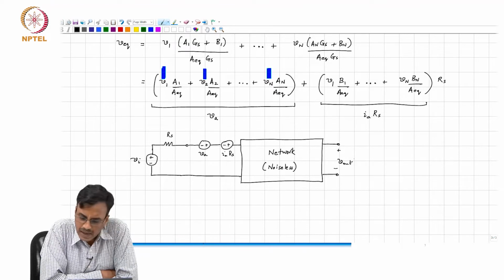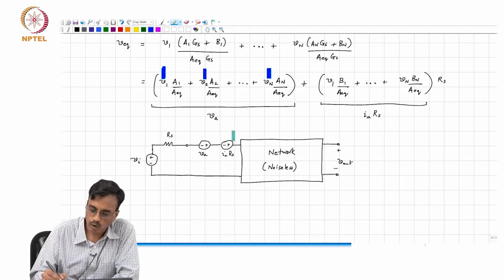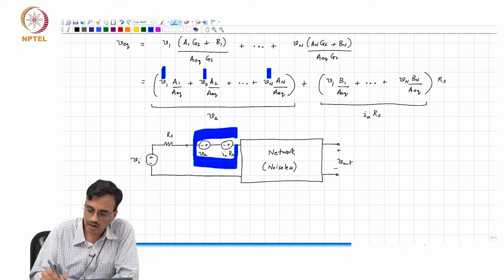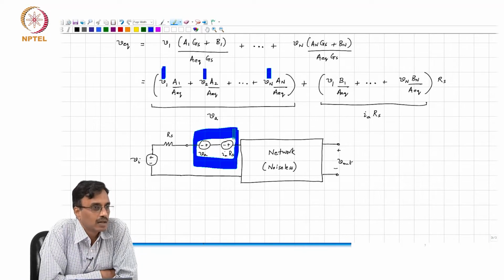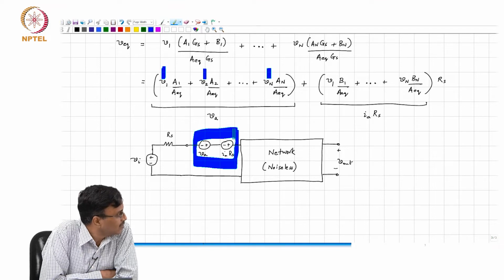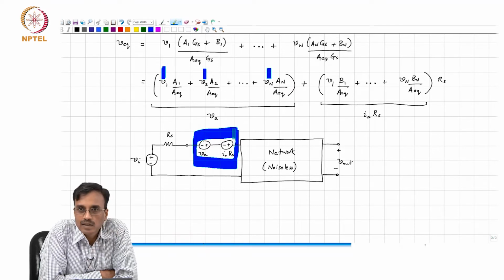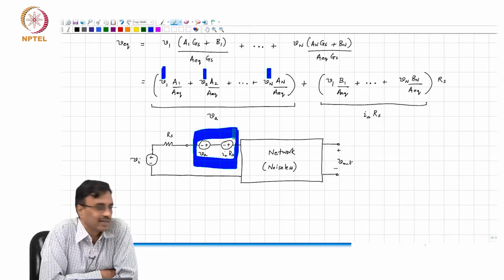Now, does it make intuitive sense that this equivalent noise source that you have here depends on Rs? I mean, one thing you can say is that it just comes out of the math, right? But is there intuition? Does it make intuitive sense that we should have a term which is proportional to Rs? Any thoughts?